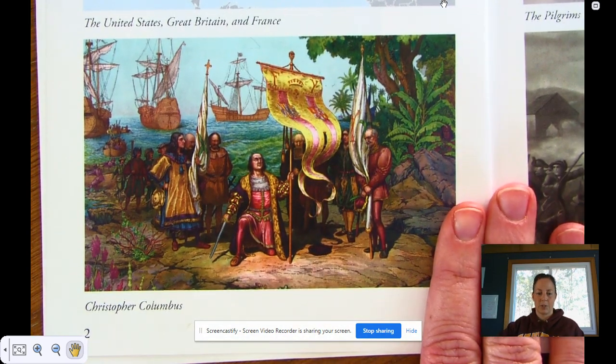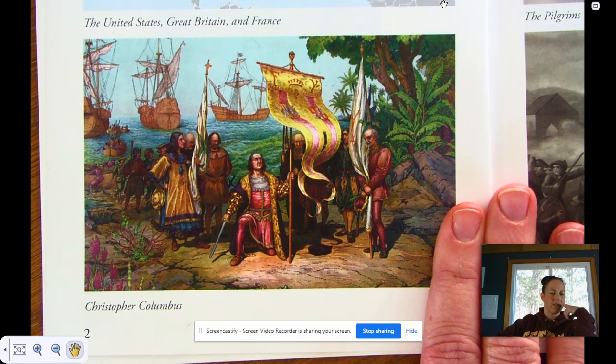The next picture here has to do with Christopher Columbus. And I think, if I remember right, you learned about Christopher Columbus in kindergarten or first grade. But in 1942 is when Christopher Columbus sailed from Spain.